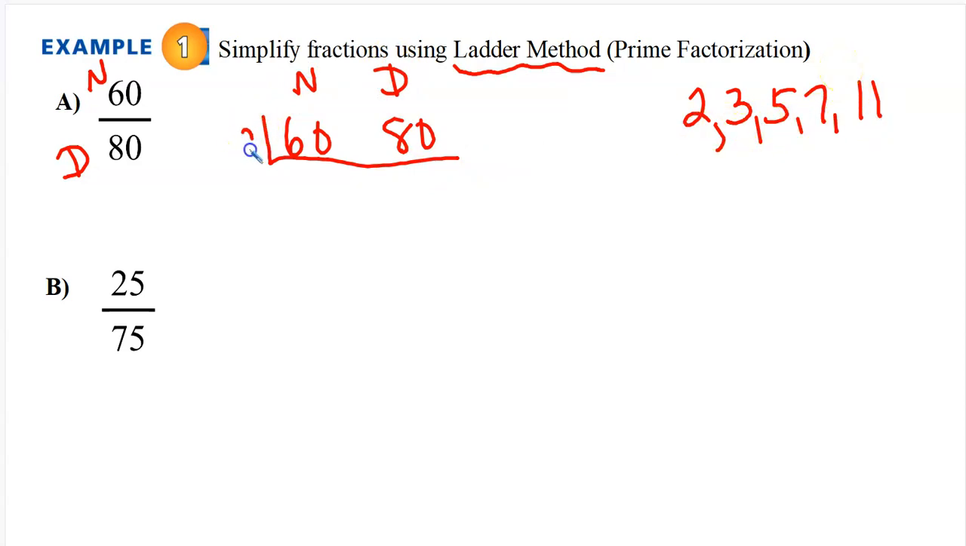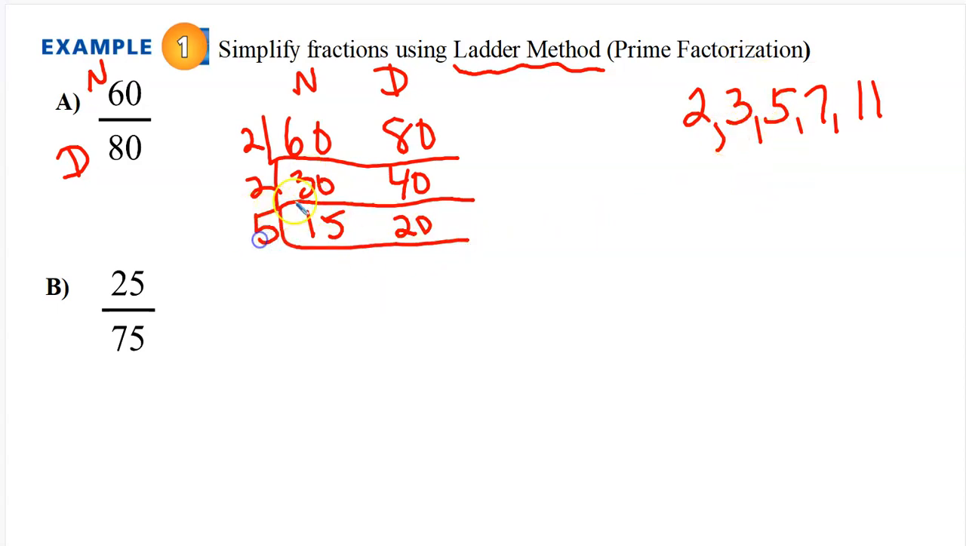Okay, they're even, divisible by 2. I get 30 and 40. They're even, divisible by 2 again. I get 15 and 20. Now 15 is not divisible by 2. They're not divisible by 3, but I see I can divide out by 5. So I get 3 and I get 4.